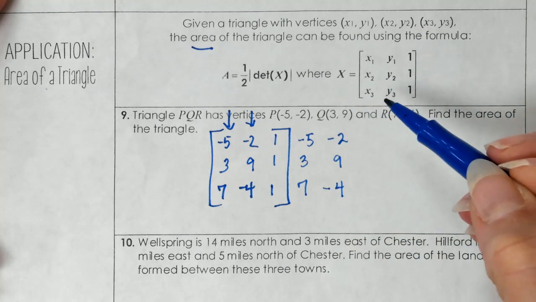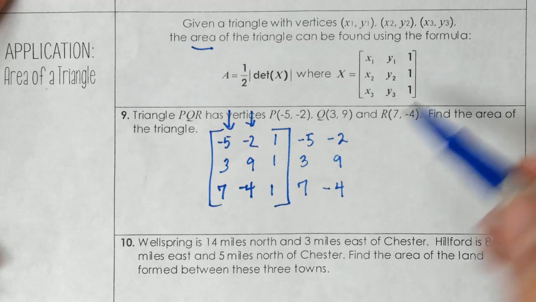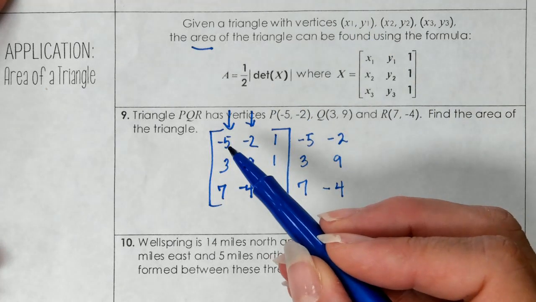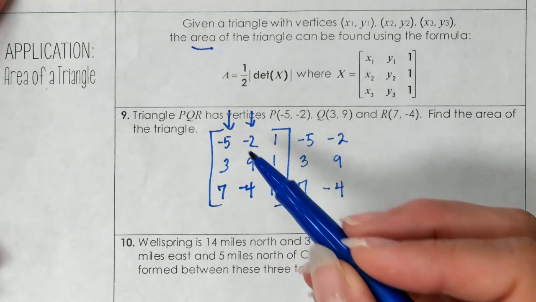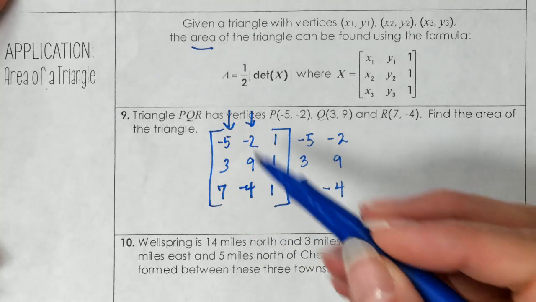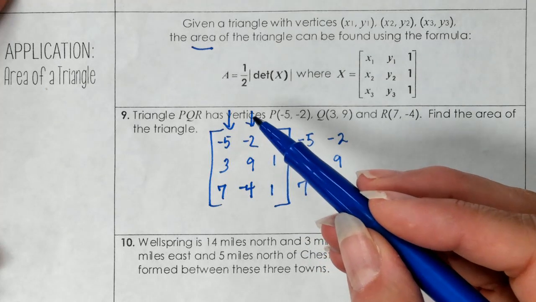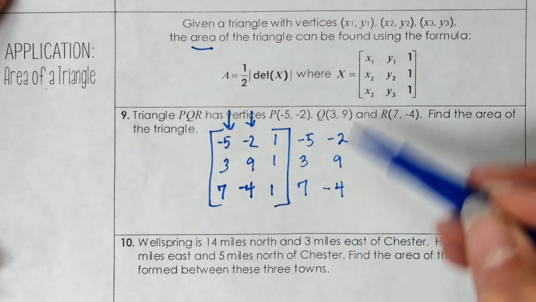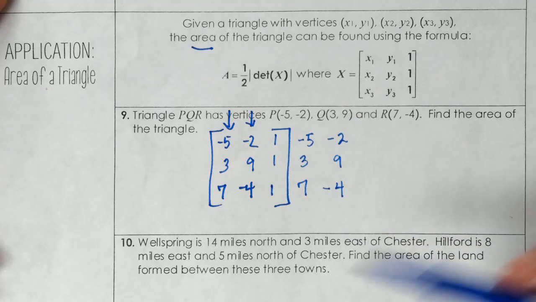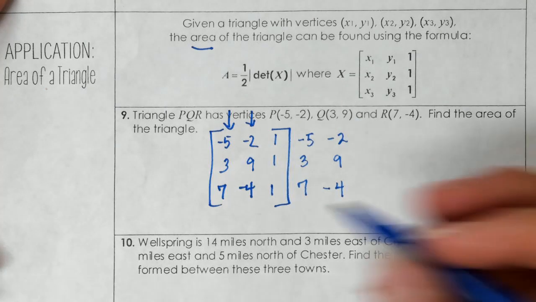Now, we started this particular problem, but we didn't really finish it. We saw that point 1 we could call P and put in the -5, -2, the 3, 9, the 7, -4. And then we know that for finding determinants, we copy over the first 2 columns and place them to the right. And then now we'll do the down minus up.